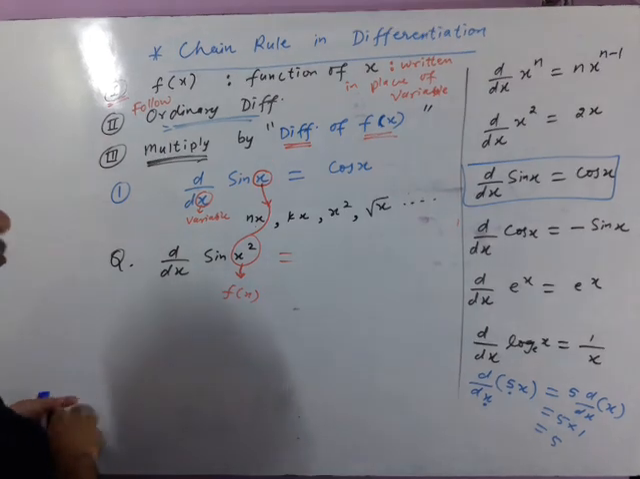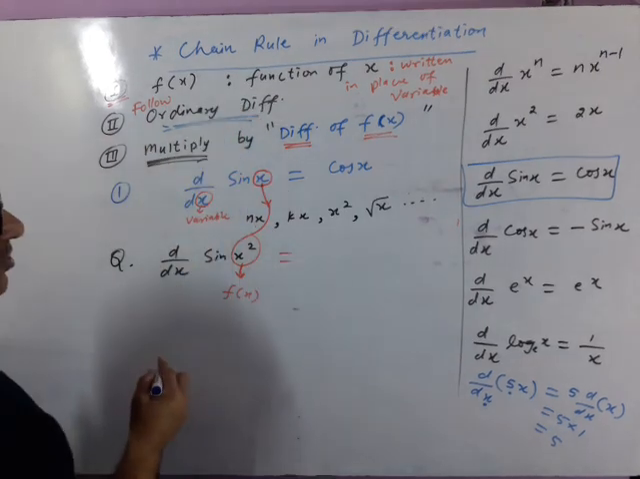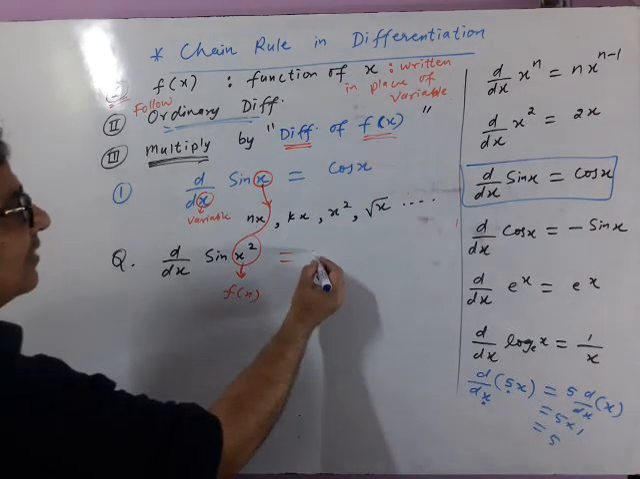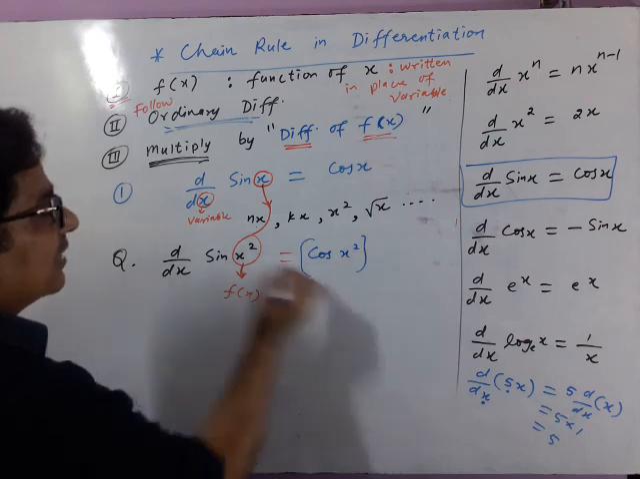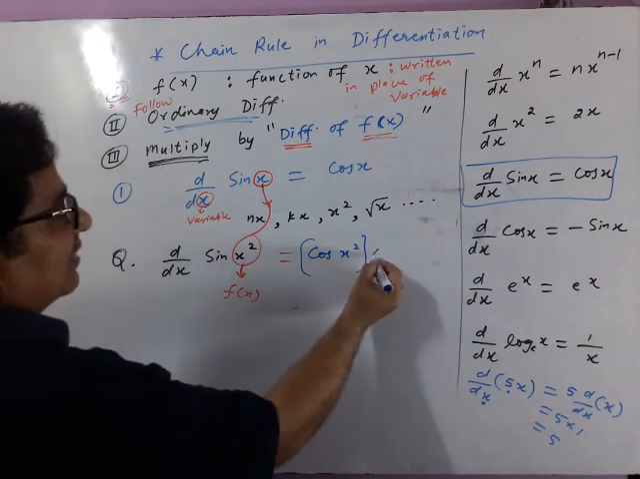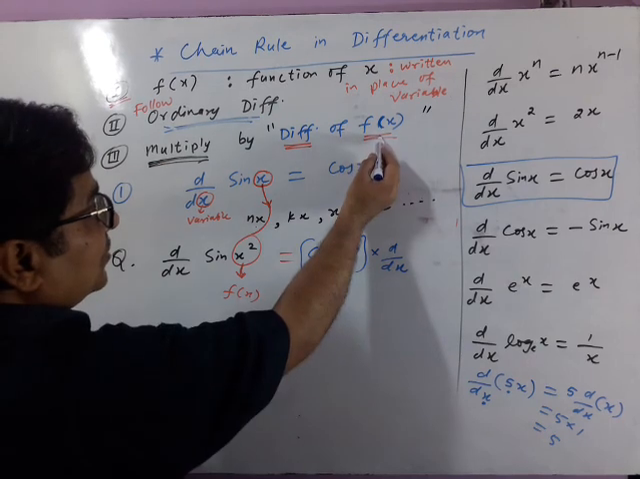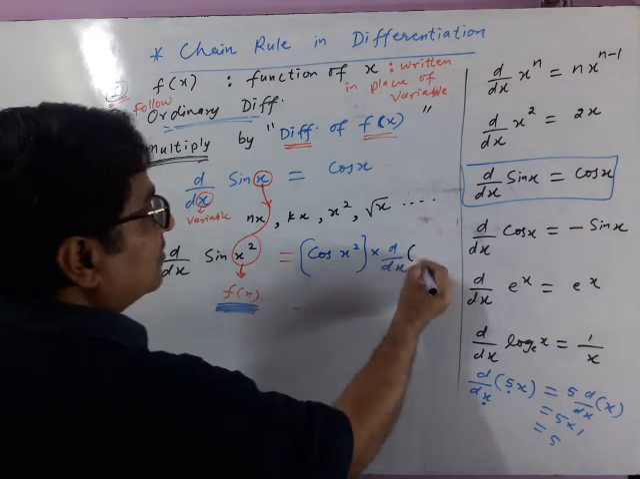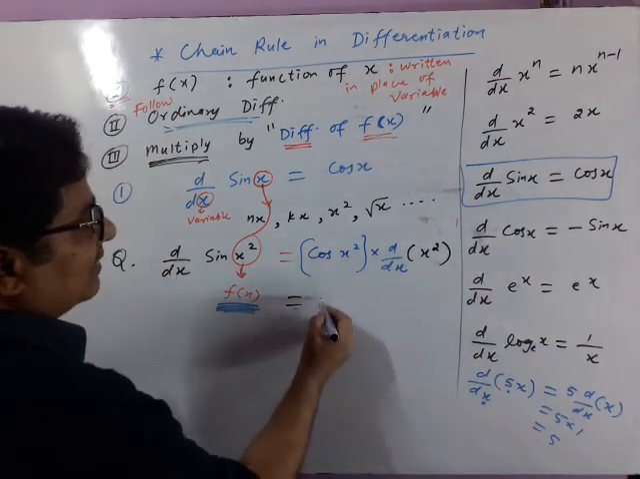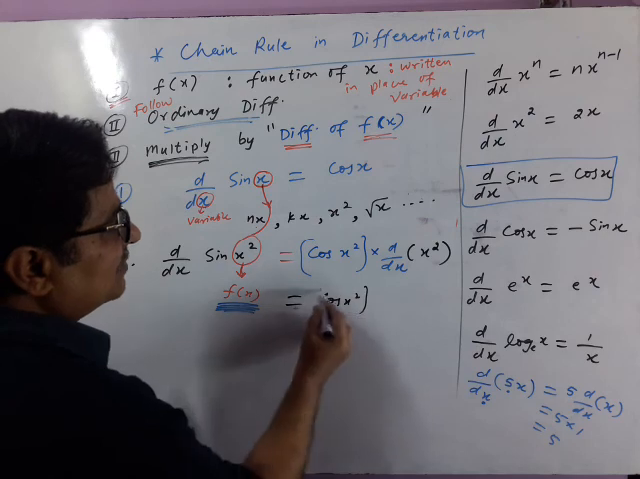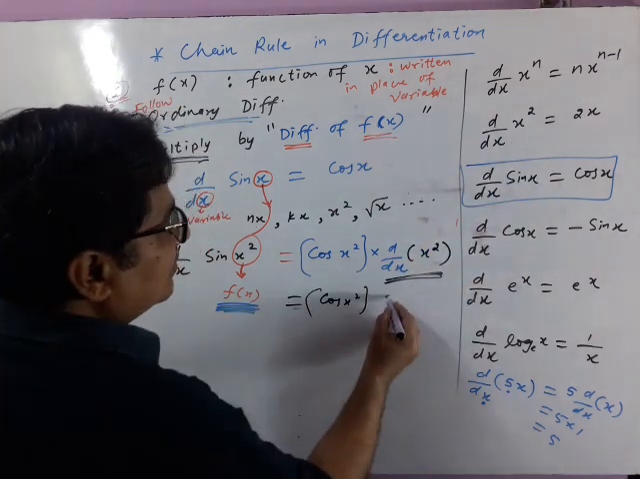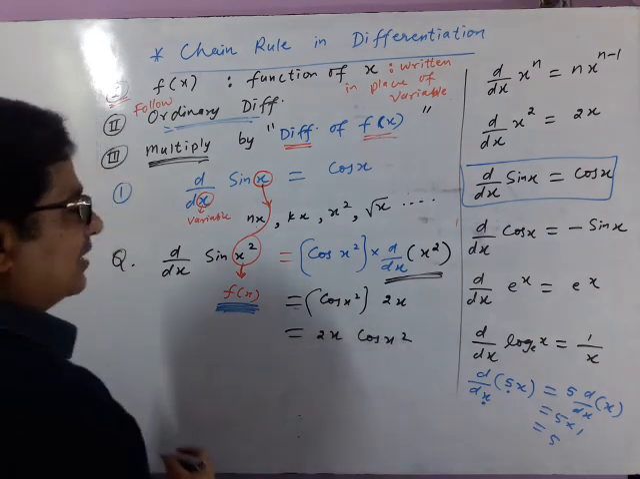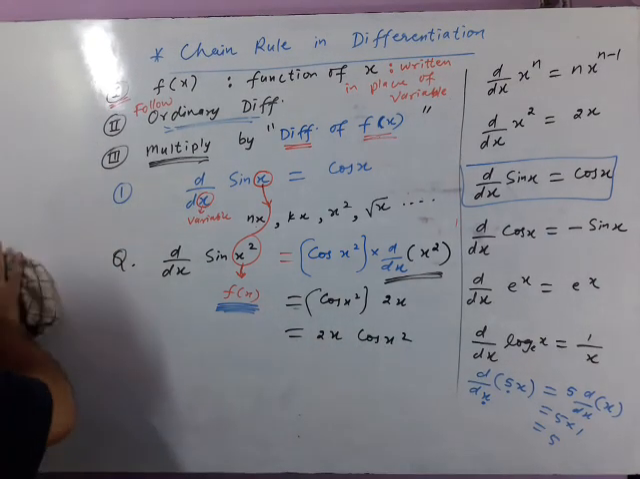Then follow step number 2. Follow ordinary differentiation. Like differentiation of sin x is cos x, differentiation of sin x square will be cos x square. Step number 3. Multiply. Differentiation of the function of x. What is the function of x in this numerical? Now it is x square. Now apply the formula. Differentiation of x square is 2x. So your answer will be 2x cos x square.